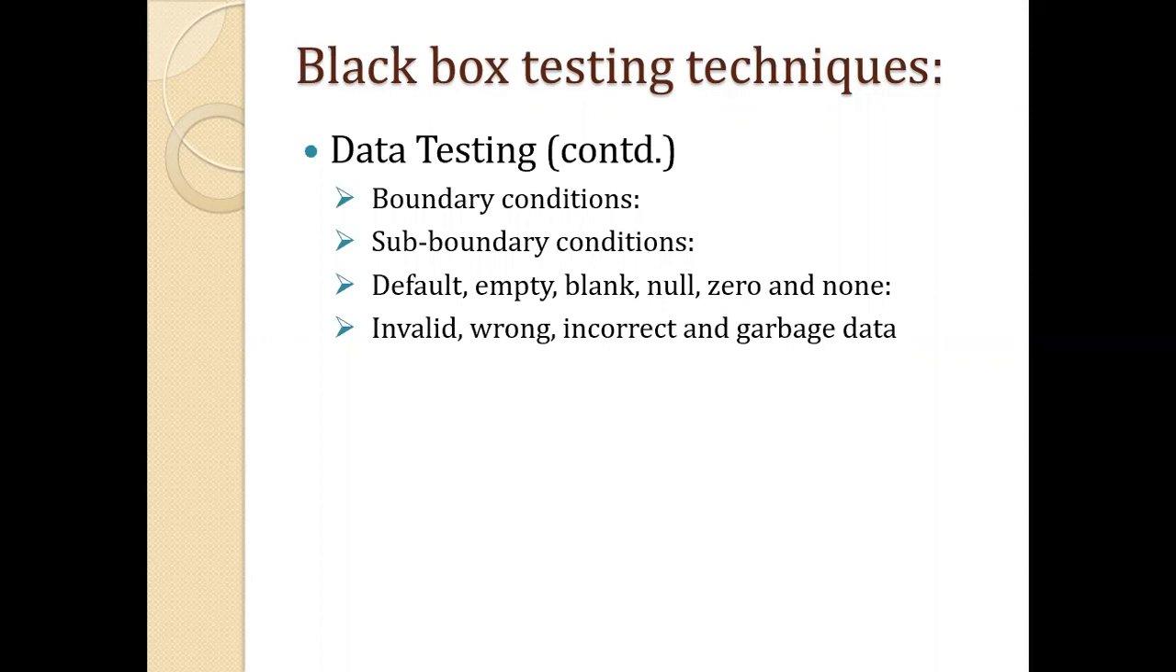Some boundaries that are internal to the software are not necessarily apparent to an end user, but still need to be checked by the software tester. These are known as the sub-boundary conditions. For example, powers of 2, ASCII tables, etc.